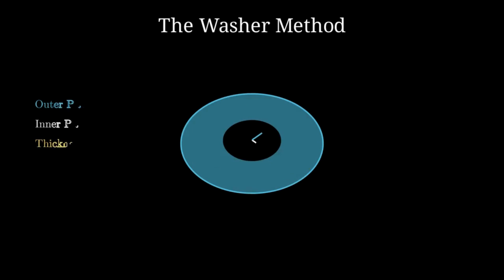Welcome to our exploration of integral calculus. Today, we are mastering the washer method, a powerful technique for finding the volume of a solid of revolution when there is a hollow center. Think of it as finding the volume of a large solid and subtracting a smaller solid from its core. This method is essential for engineering and physics applications.